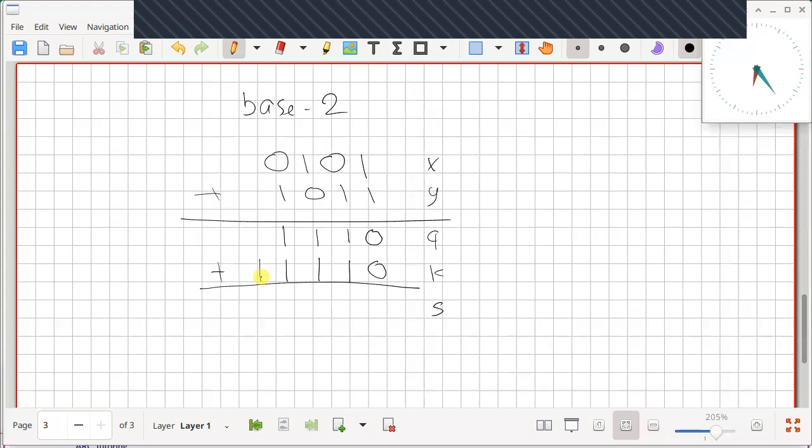Once we have all the k rows, we can now try to figure out the s row. The s row is the exclusive OR between the q and the k. 0 exclusive OR with 0 is a 0. 1 exclusive OR with 1 is also a 0. This is also a 0. This is also a 0. Now, I'm not going to give it another digit. That's because when you are performing binary addition, the width of xy should be exactly the same as the width of the sum. Otherwise, you cannot store the result back to where you got the values to begin with.